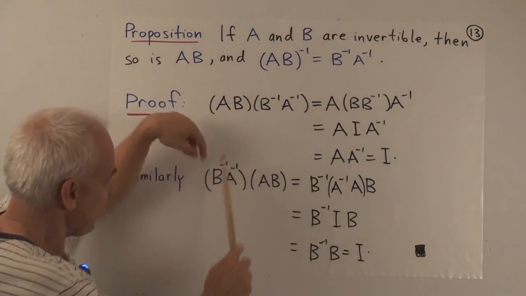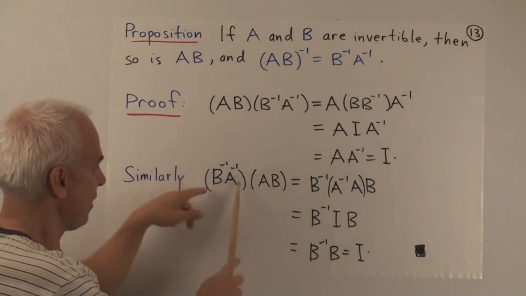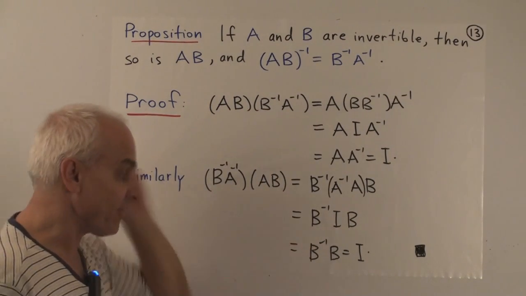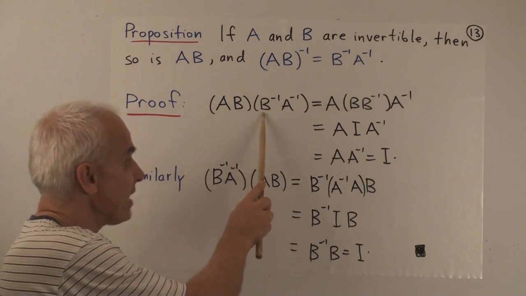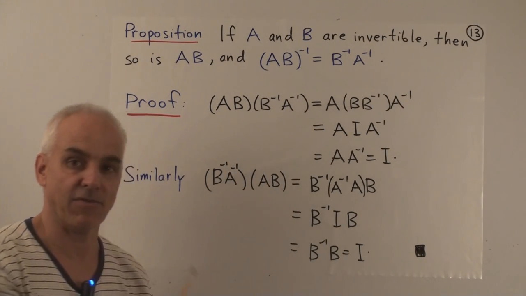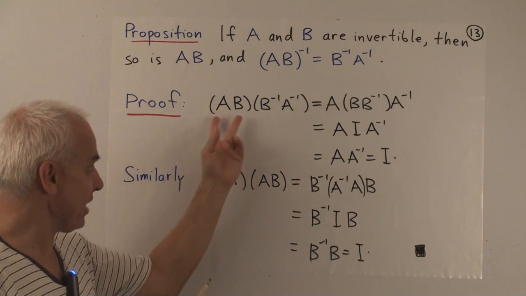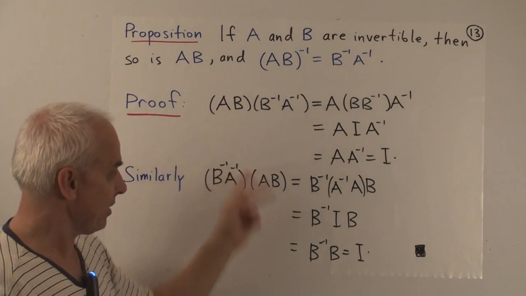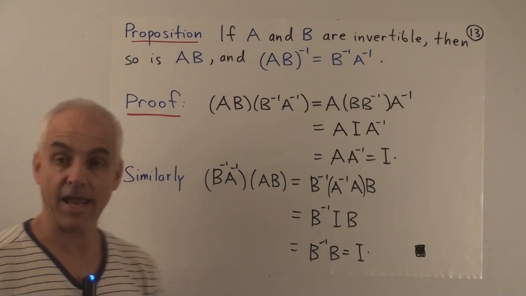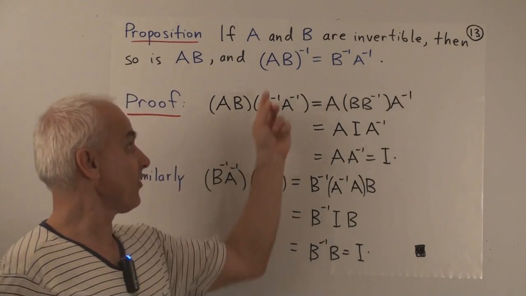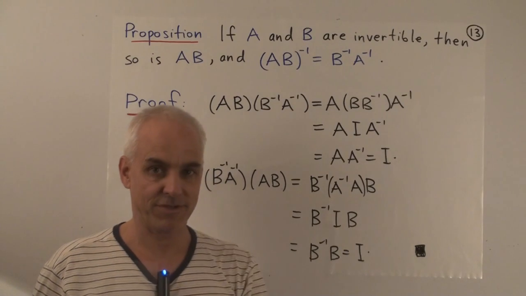And now we do the same thing in the reverse order. This one here first and then here. The argument's exactly the same. We still get the identity. And that tells us that this matrix here has this matrix as its inverse. We can find a matrix which multiplies AB to get the identity in either direction, and that's this one here, telling us that AB is invertible and giving us this formula for the inverse.